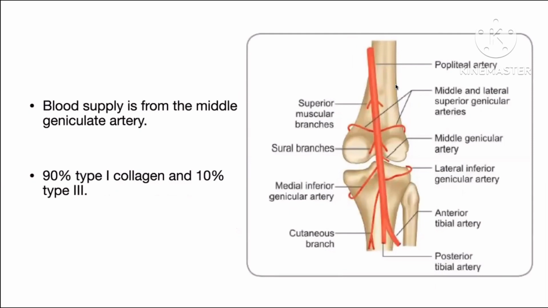So again, the blood supply is from the middle geniculate. The ACL is 90% type 1 collagen and 10% type 3. The tensile strength of a native ACL is 2,200 Newton. A bone-patellar tendon-bone graft is 3,000 Newton. A quadruple hamstring autograft is 4,000.